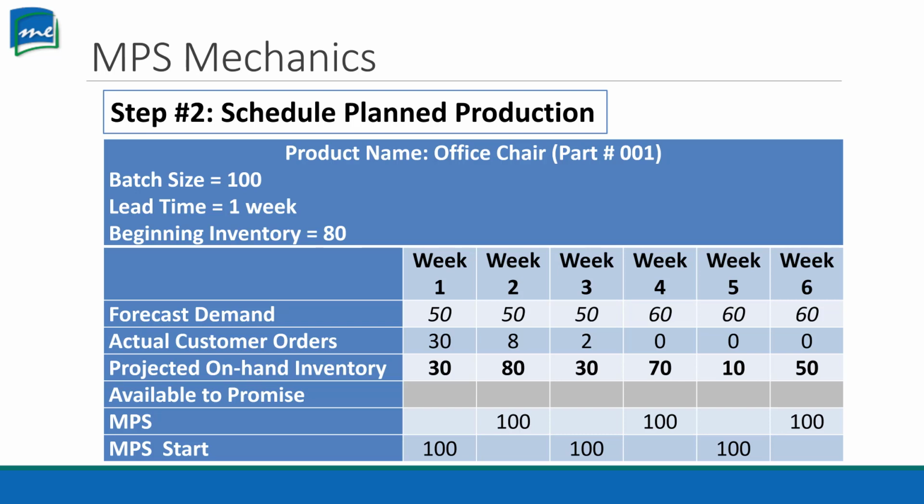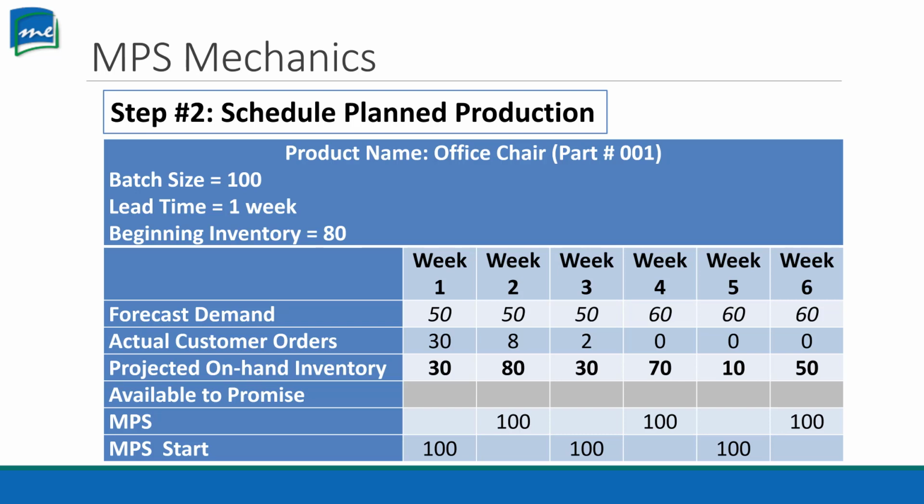So we've looked at it here, and based on our projected inventory, we're going to decide when and where we're going to start. So taking a look, we're going to start in week 1 producing 100 units because that's our batch size. But it's not going to be available until week 2. So the first 100 units will not be available until week 2. So we can't count those in week 1. So our projected on-hand inventory was a negative 20 for week 2 before this, but now we're adding 100 units and now it's at 80.